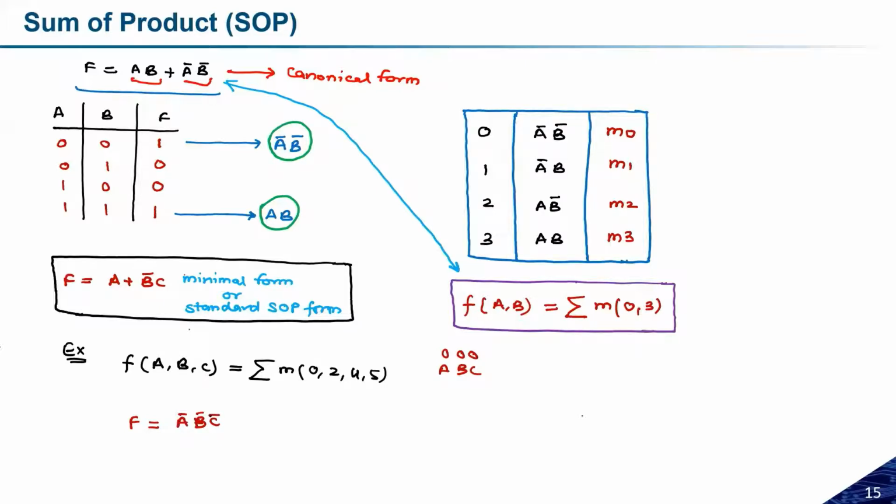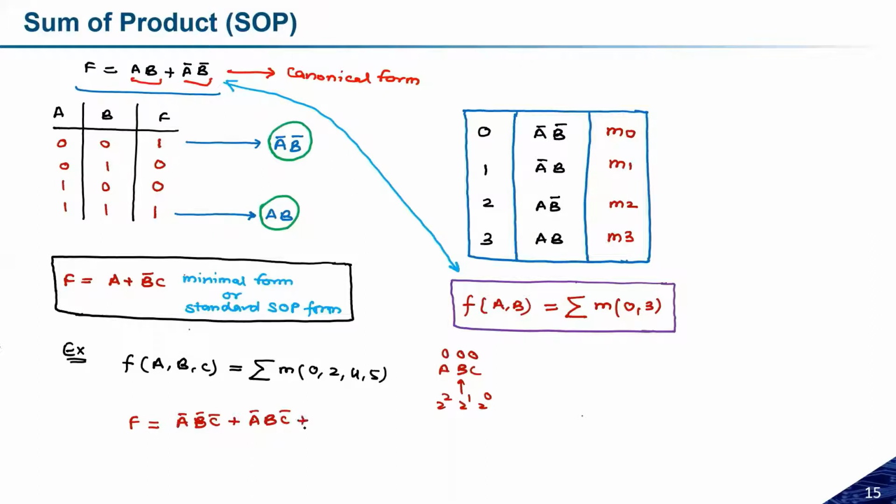Now what about 2? A bar, B, C bar. Perfect, because the weight of the second digit is 2 to the power 1, the weight of this one is 2 to the power 0, and the weight of this is 2 to the power 2. Okay, so A bar, B, C bar.